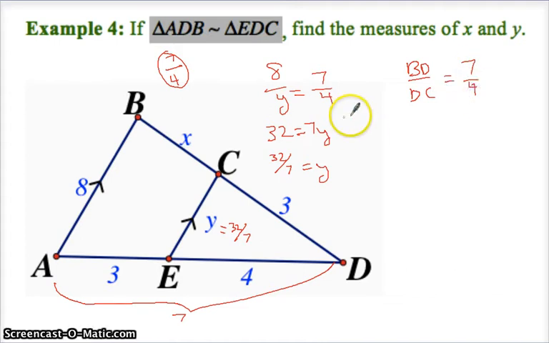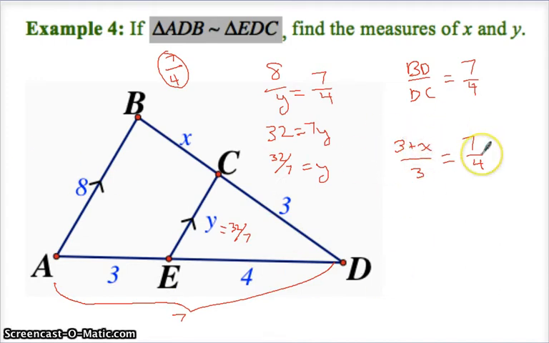So BD, oh wait, how do I express BD? DC is 3. That's easy. That equals 7/4. But I can't just put x here because that's not BD. BD is this, just like I did with 3 plus 4 equals 7. 3 plus x equals, well, it equals 3 plus x. So I have to say that. That's the length of all of BD.